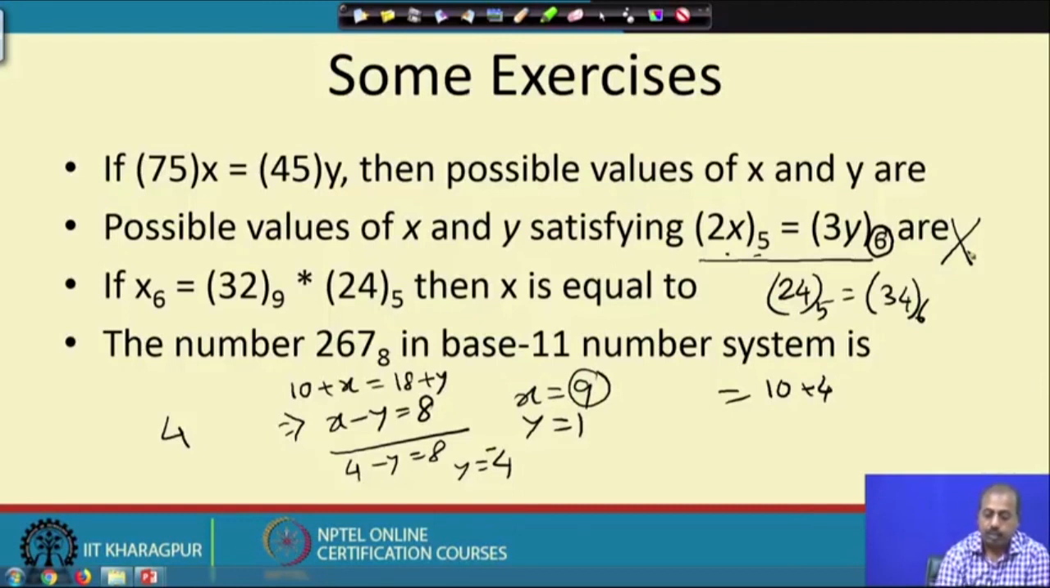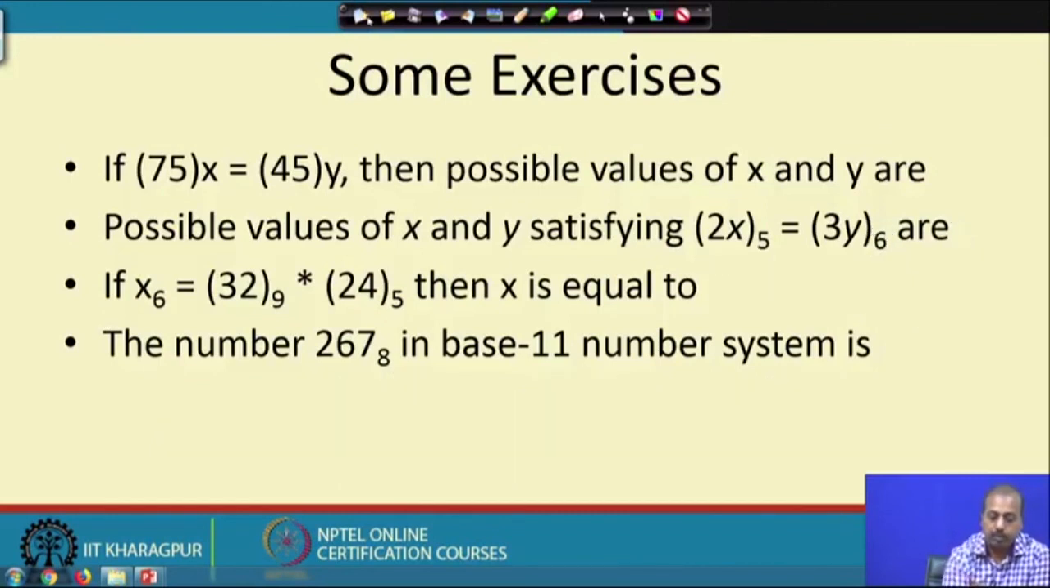Okay. Then the third problem is simple. Here we have 32 to the base 9 and 24 to the base 5. You multiply them. For multiplication purposes, you can first convert both of them to their decimal values, do the multiplication and then convert it into a base 6 number system. So, you have to go on dividing the number by 6 and see what the remainders are, and then you can represent the remainders like that.